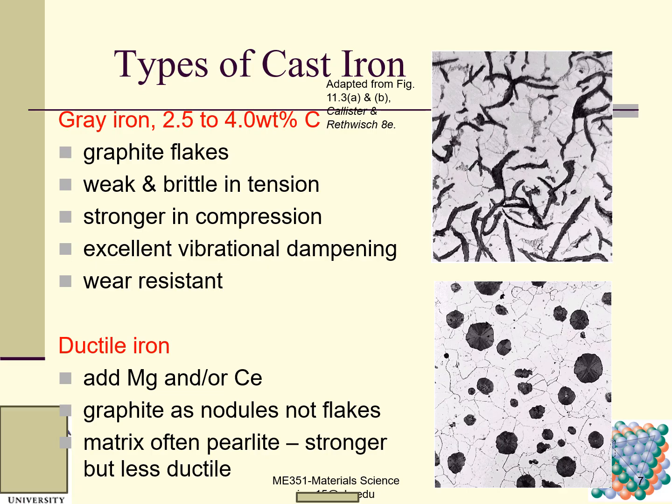Next is ductile iron. When we compare these two micrographs, we can see the distinct differences between them. For ductile iron, when we add magnesium or cerium, the graphite forms as nodules, not flakes. You can see these are circles, spheres, not flakes. The matrix is often pearlite, which is stronger but less ductile. So these are the characteristics of ductile iron.